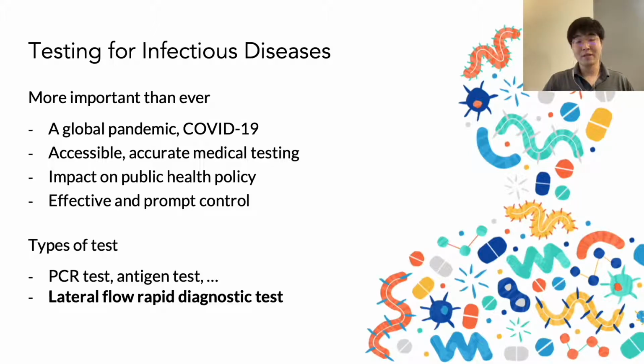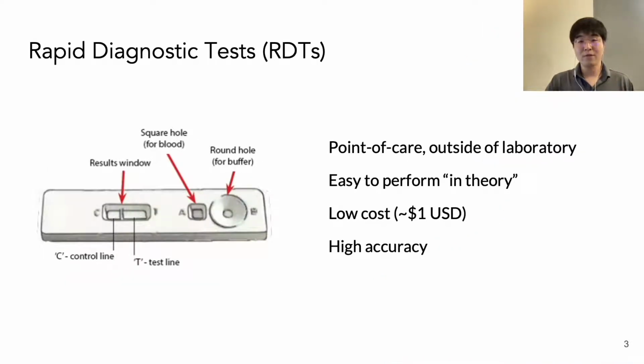Within the past year, you have probably been hearing a lot about testing for detecting COVID-19. There are PCR tests, antigen tests, and other mechanisms. One such test format that is particularly conducive to rapid assessment in low-resource settings is the lateral flow rapid diagnostic test, or RDT. A rapid diagnostic test is a convenient way to diagnose various infectious diseases in point-of-care settings.